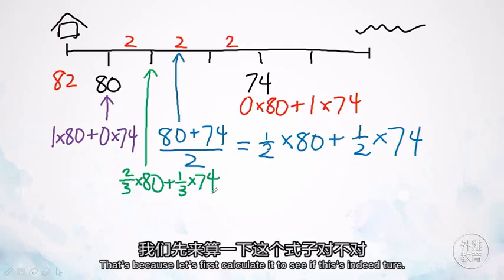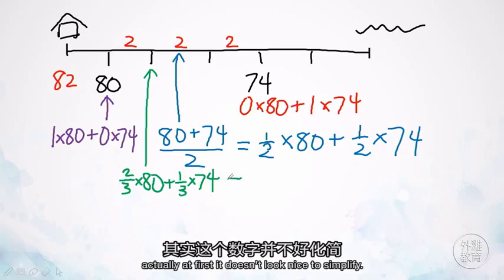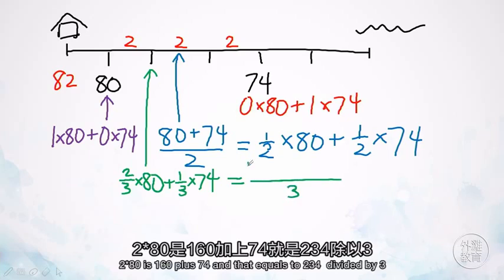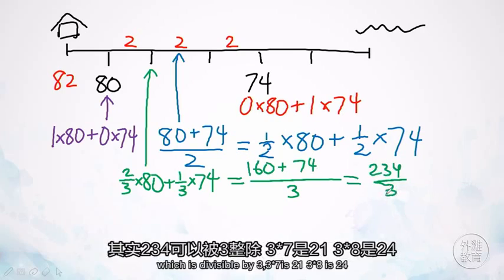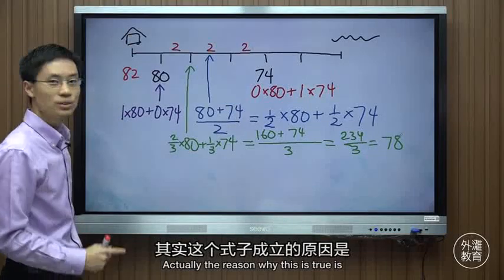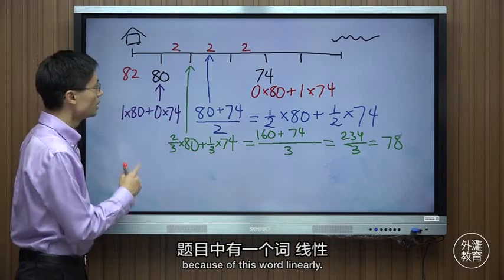That's because, well, let's first calculate to see if this is indeed true. If I was to simplify this, actually at first it doesn't even look nice to simplify. But if I take everything over 3, 2 times 80 is 160 plus 74, and that's equal to 234 divided by 3, which is just divisible by 3. 3 times 7 is 21. 3 times 8 is 24. Indeed, it works. Actually, the reason why this is true is because of this word linearly.